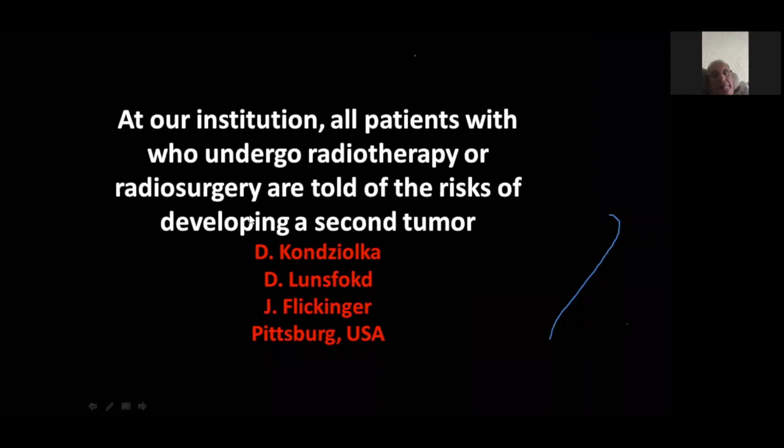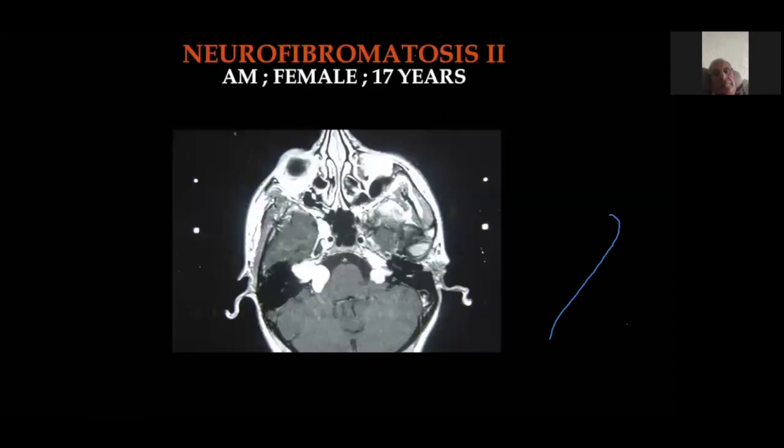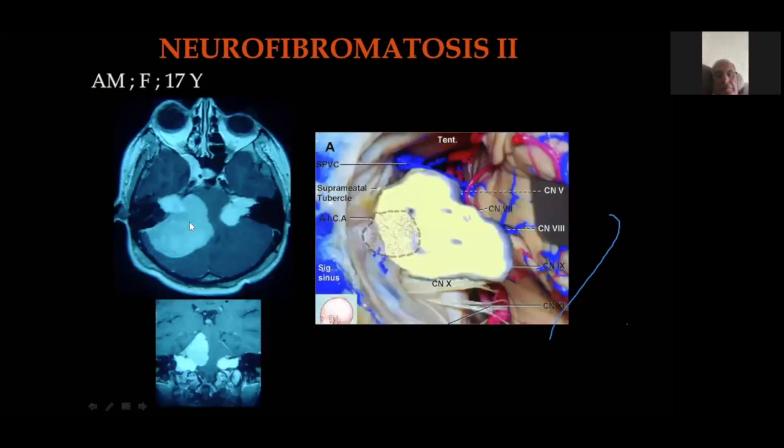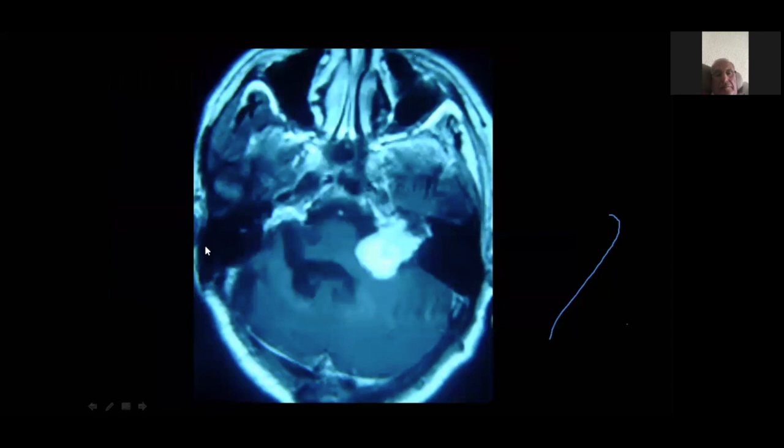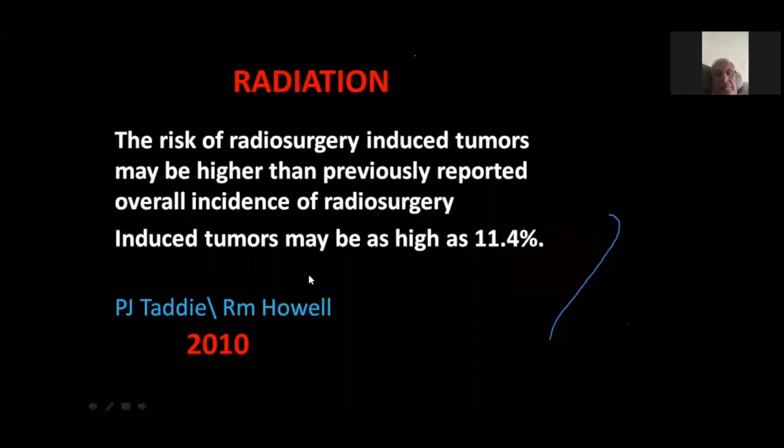So much so, people realize that this is a real danger, that in a center like Pittsburgh, all patients who undergo radiotherapy or radiosurgery are told of the risks of developing a second tumor. It is a risk, it is there, we're just seeing the tip of the iceberg. One case of mine, a young patient, 17 years old, who had gamma knife to the lesion here. She came back with another tumor on top that was malignant. So when we excised it, it was malignant.